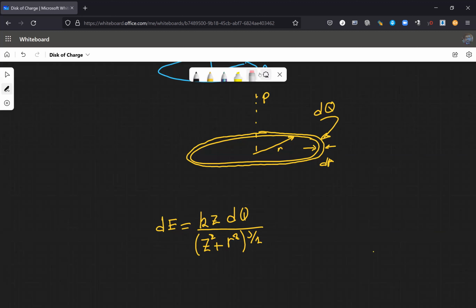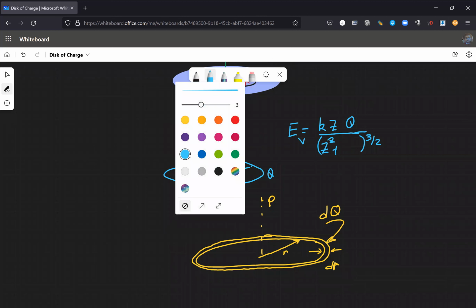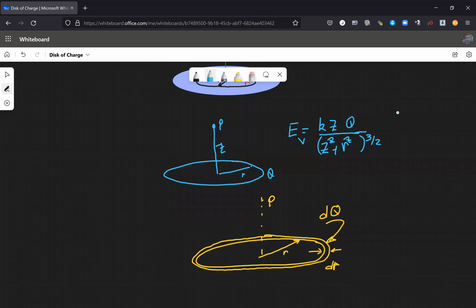Basically, we have this expression that we got on top, except that for this q, I'll put a dq. And instead of the radius, this is supposed to be a little r squared.